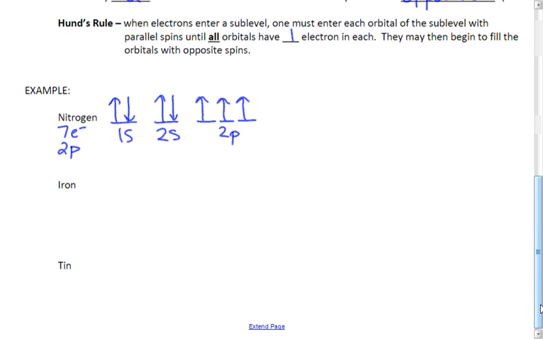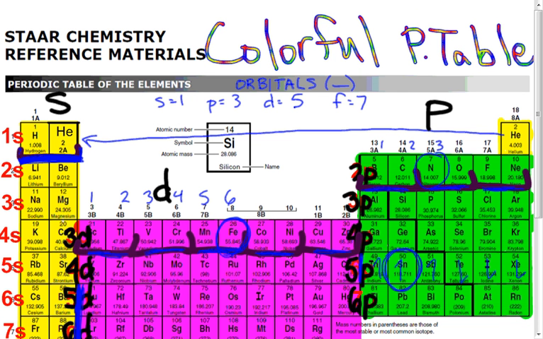Now, a quicker way of finding that out, this one was very quick, but if I look at the 2p section, how far over is nitrogen? It's the third one over. So the position of the element within the sublevel tells you how many electrons need to be written down within that sublevel, because each element is represented by 1 more electron being drawn on the page. Okay, so let's try another one.